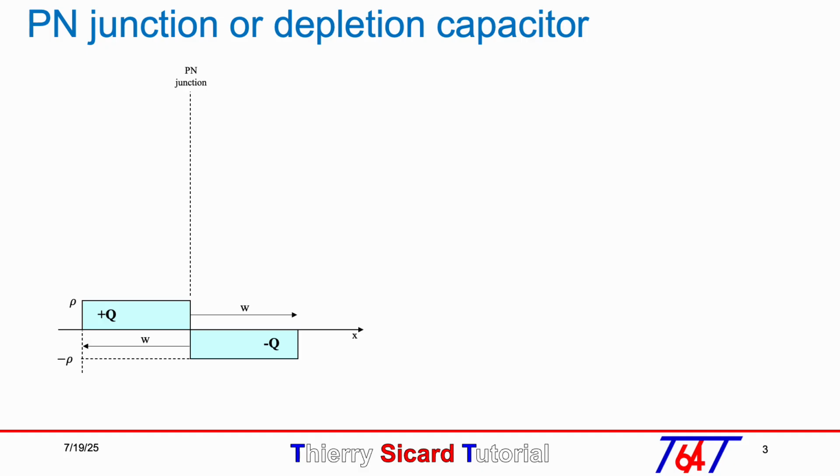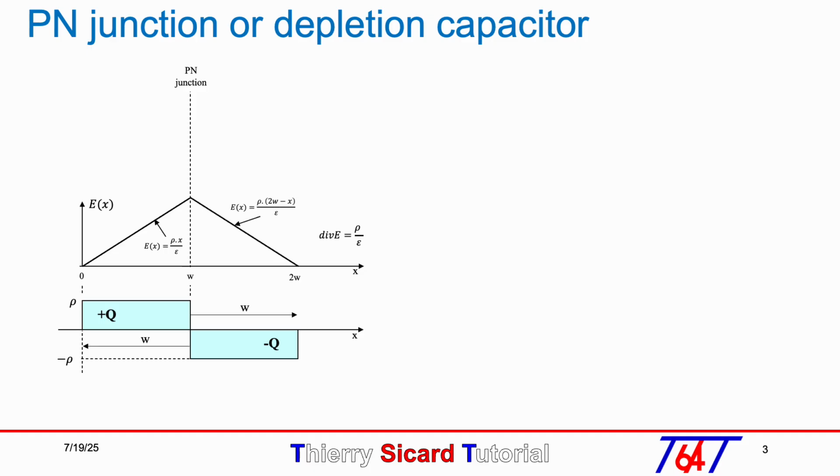The electric field can be obtained from the equation divergence of the electric field equal ρ over epsilon. By integrating the constant charge density ρ, the electric field increases linearly from 0 to Emax at x equal W, then returns linearly to 0 at x equal twice W.